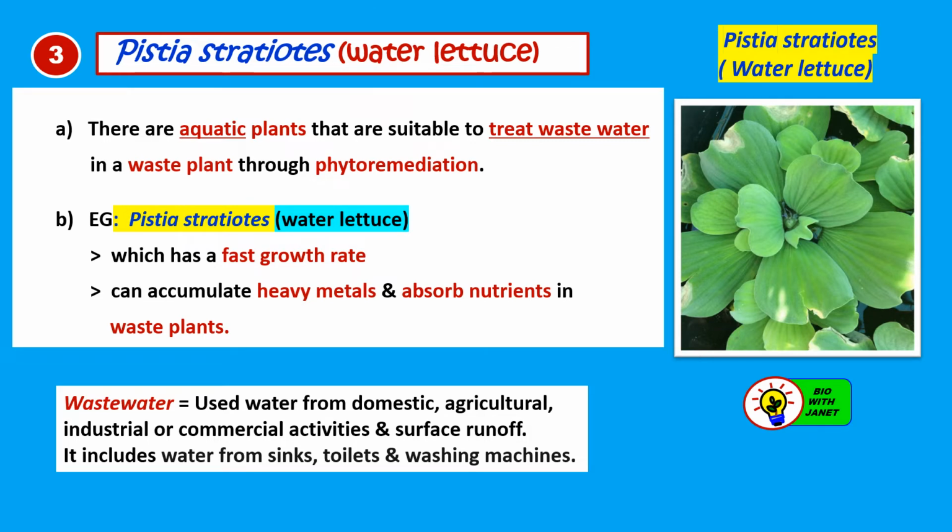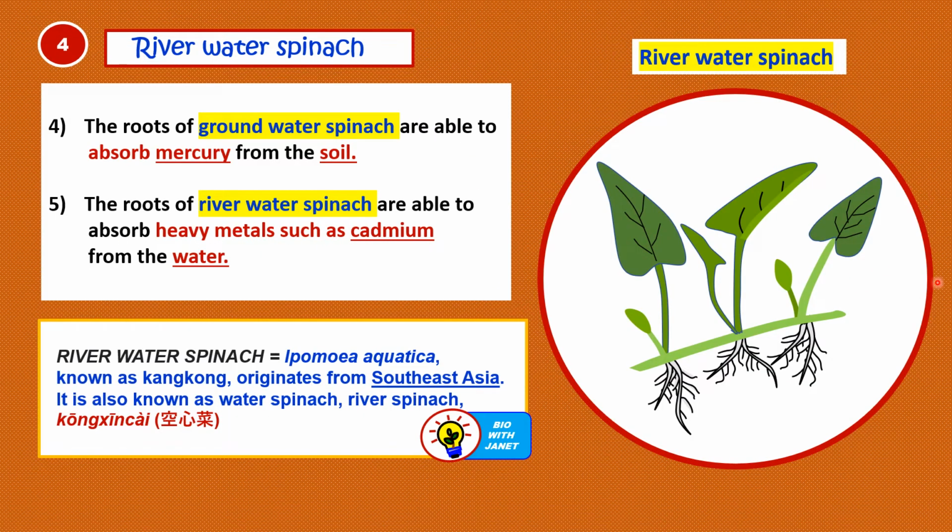So now we've discussed three plants: sunflowers, water hyacinth, and water lettuce. Please also take note of their scientific names. Now the fourth plant is called the river water spinach or Eichhornia aquatica, right? I'm sure most of us have eaten this plant before. It's called kangkong in Southeast Asia, and in Malay we call it kangkong, and in Chinese it's known as kong xin chai.